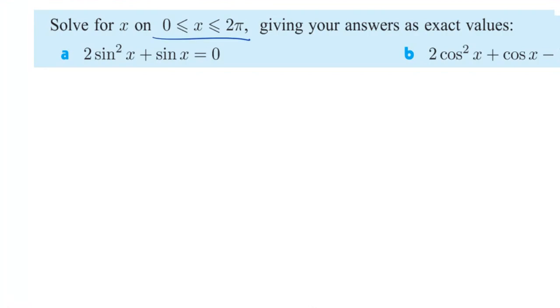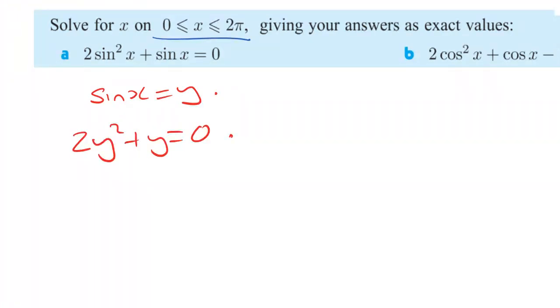Okay, so the trick with these is to think of them as just quadratics before you do anything with trigonometry at all. So to help us with that, let's imagine that sine x is just a y. So if that was true, then what we would be solving is 2y squared plus y equals 0. This looks much more comfortable and familiar, so we can just use our usual processes to solve this. I would probably solve this by factorizing. So I take a factor of y out and rewrite it like this.